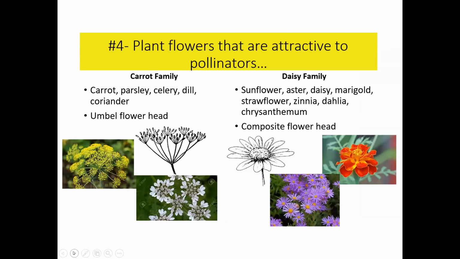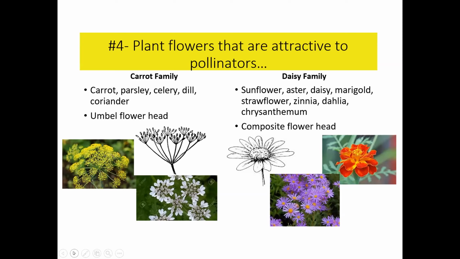So another thing you can do is to plant flowers and plant families that have shapes that are especially attractive to pollinators. So there's 2 families. There's the carrot family and the daisy family. The carrot family are things like parsley, celery, dill, coriander, and they have what's called an umbel-shaped flower head. It's basically an upside-down umbrella. The one on the left is dill, the white flowered one is coriander or cilantro in the leaf form.